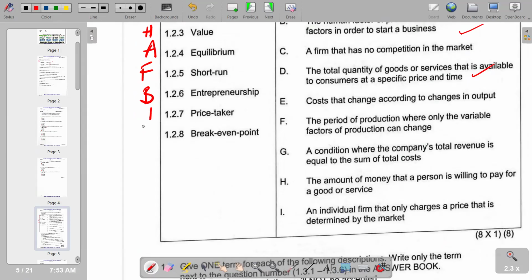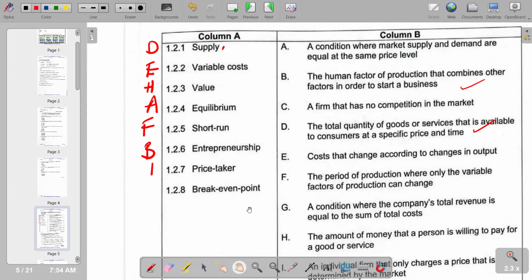Then break-even point, we know that this is the point where we have got our total expenses equal to total revenue. In other words, that's a point where profit being made is zero. So we try to see again what explanation matches that. So if you go to G, a condition where the company's total revenue is equal to the sum of total cost. So we have G as the correct response.